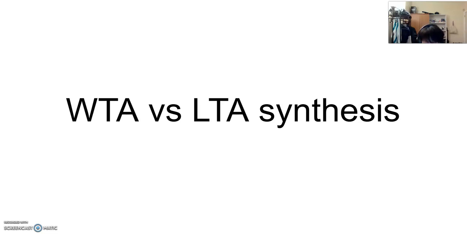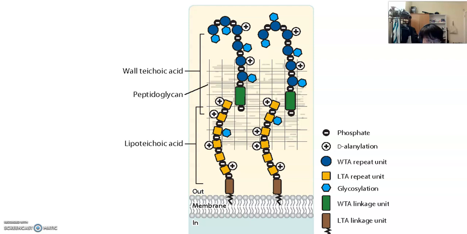Okay, so today I'm going to give a short description of the wall teichoic acid and the lipoteichoic acid synthesis for gram-positive bacteria. First I'm going to describe the gram-positive cell membrane and what it looks like. These are the surface polymers of gram-positive bacteria, and they look like this.